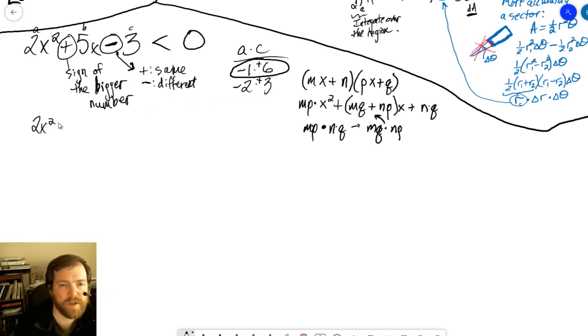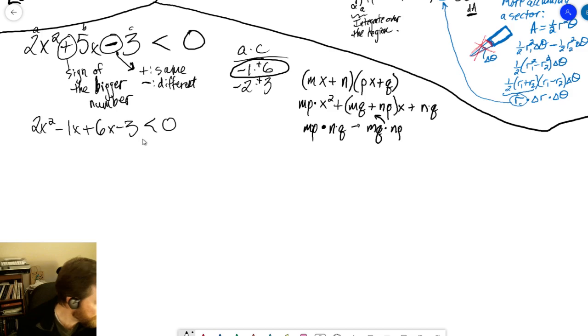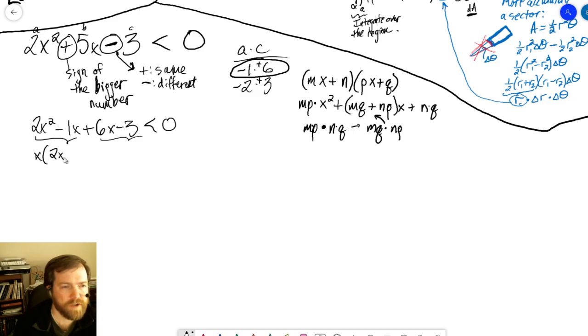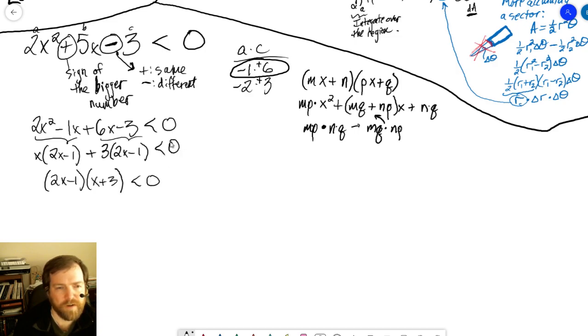So 2x squared minus 1x plus 6x minus 3 is less than 0. We can then factor each of the sets of terms. Here we factor out an x, and we're left with 2x minus 1, plus 3 times the quantity 2x minus 1. If these are not the same, then you did something wrong. Factor out 2x minus 1, you're left with x plus 3, et voila, you have everything you need for this inequality.